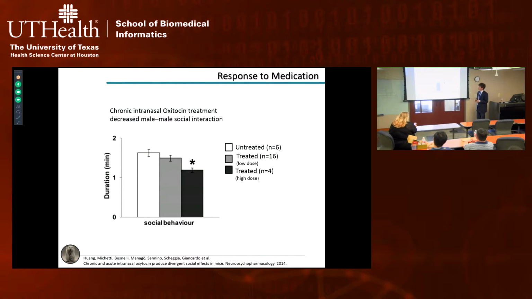This is what they tested. They tested the oxytocin treatment, done chronically and intranasally, and they discovered that it decreased the male-to-male social interaction. This treatment was a potential candidate for various neurological diseases. It was the first time this was proven, and they saw that with a high dose of this treatment, the social behavior decreased. But even with a low dose, they could sort of see the difference, although it was not statistically significant. This was published in Neuropsychopharmacology 2 years ago.